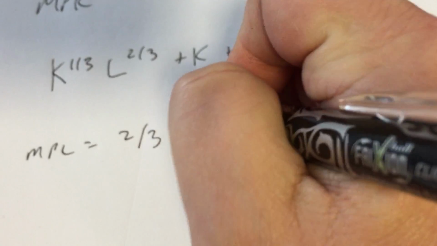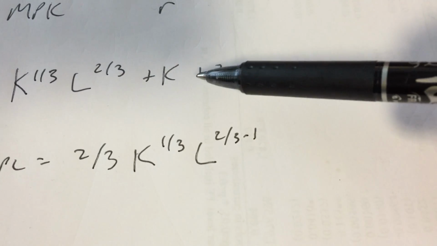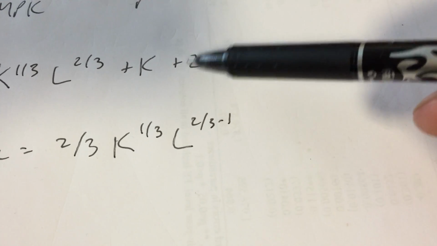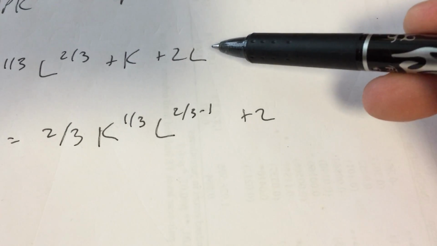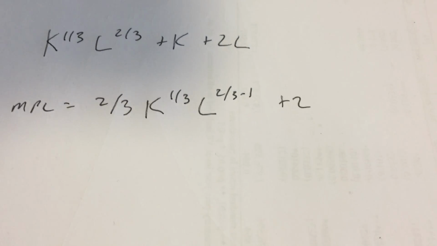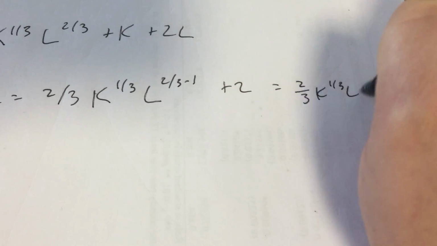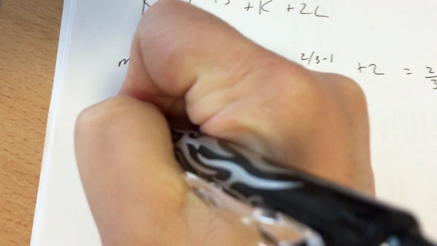Take the derivative with respect to labor. Drop that 2/3 in front, k to the 1/3 L to the 2/3 minus 1. There is no L here, so that just goes to 0. And then that L there, drop a 1 down, so it's 1 times 2, or just 2 times L to the 1 minus 1, which is just 1. So we have 2/3 k to the 1/3 L to the minus 1/3 plus 2.